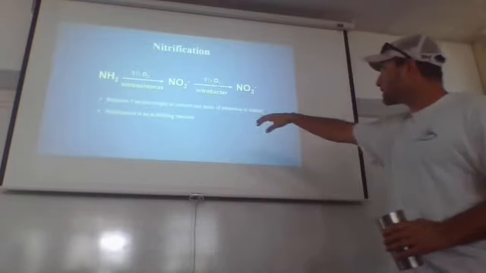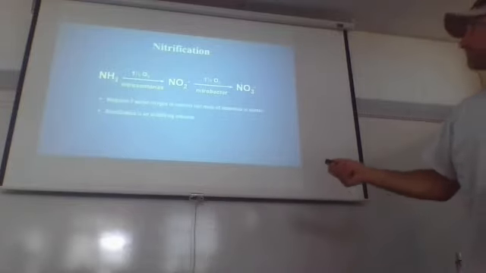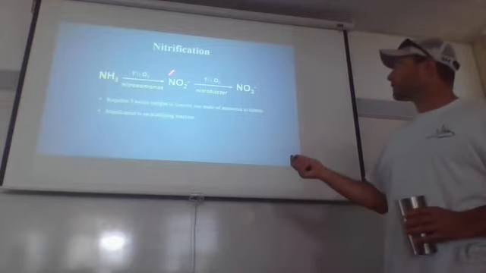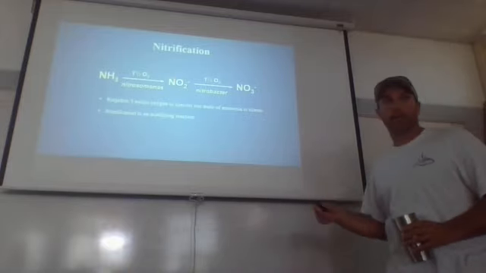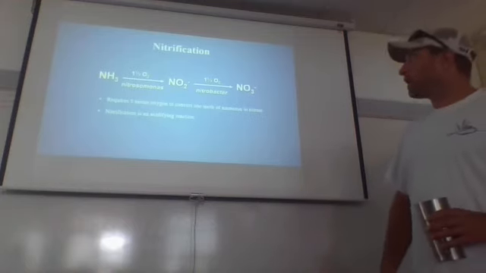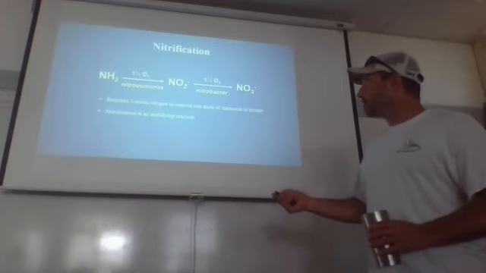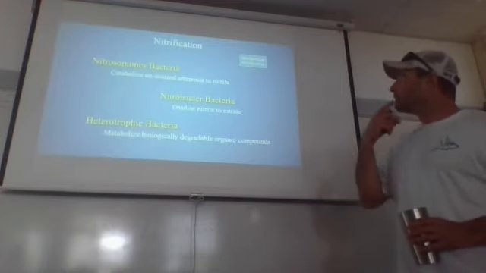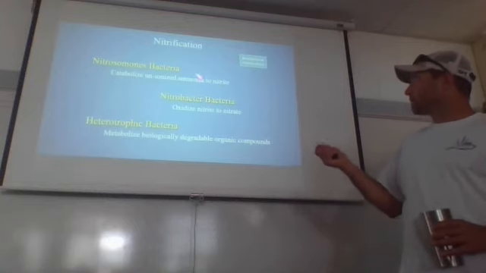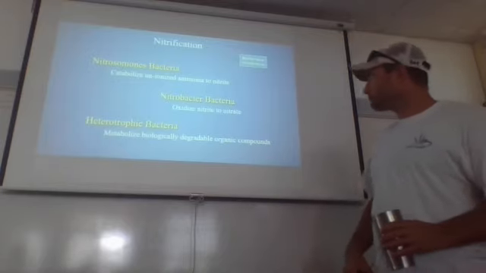Every time this oxidation happens, it uses 1.5 molecules of oxygen for each molecule of ammonia, and another 1.5 molecules of oxygen for each molecule of nitrite. So your Nitrosomonas goes ammonia to nitrite, Nitrobacter, nitrite to nitrate.